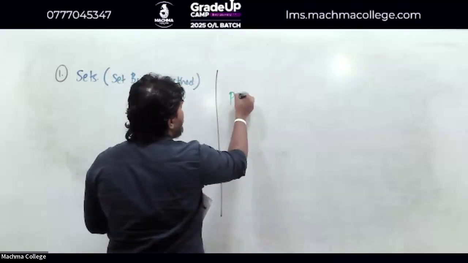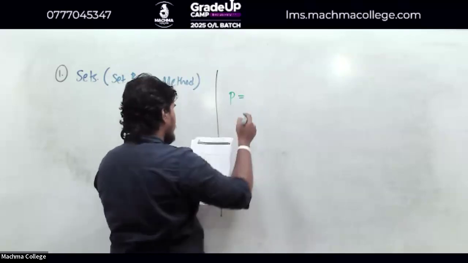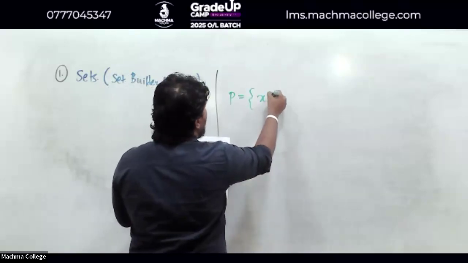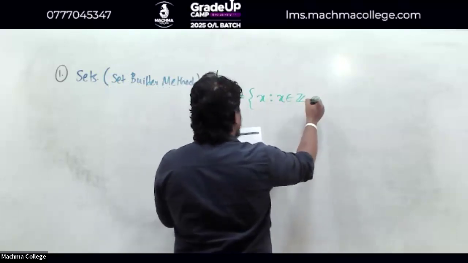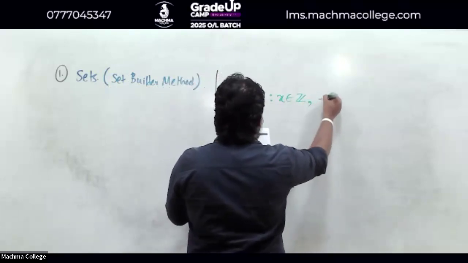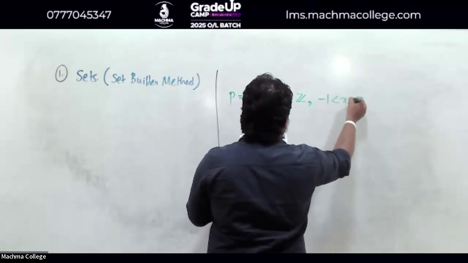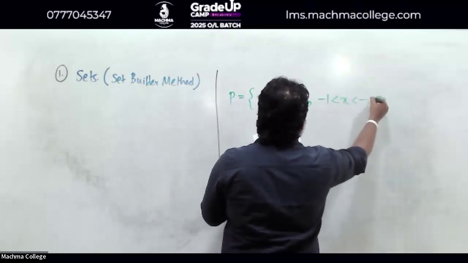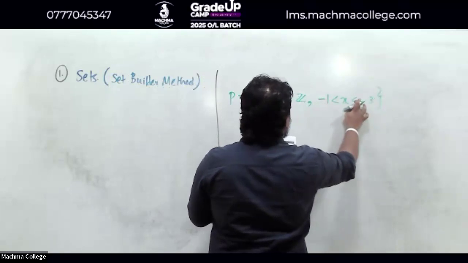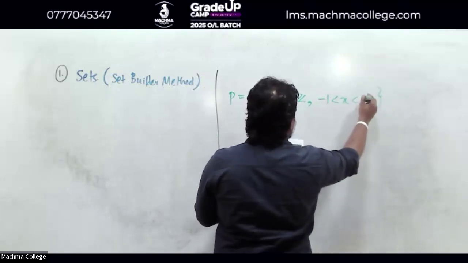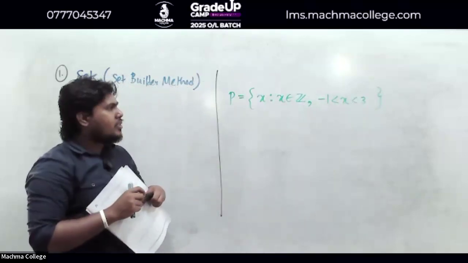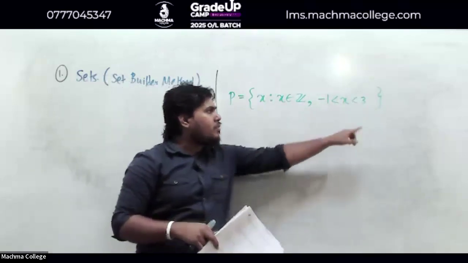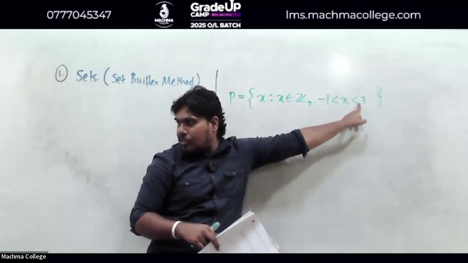It is given that P equals, some notations are there, comma, minus 1 less than x, and in the question it is given as minus 3, but it should be plus 3. It's an error in the question. Correct the question. It should be plus 3. It's not minus 3. It's an error in the question.